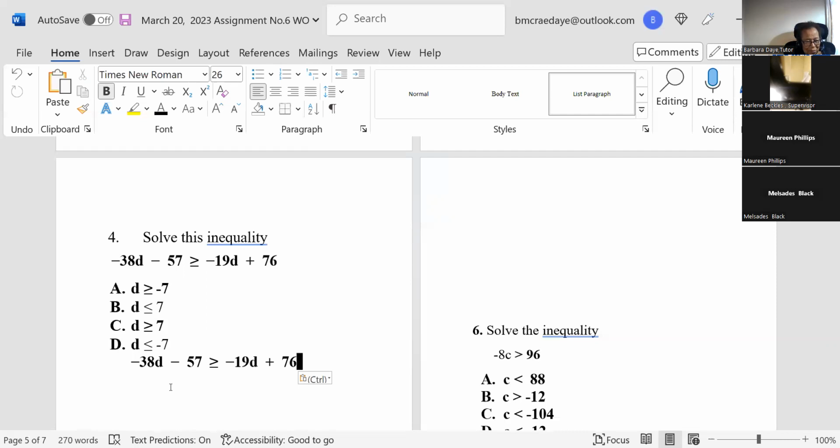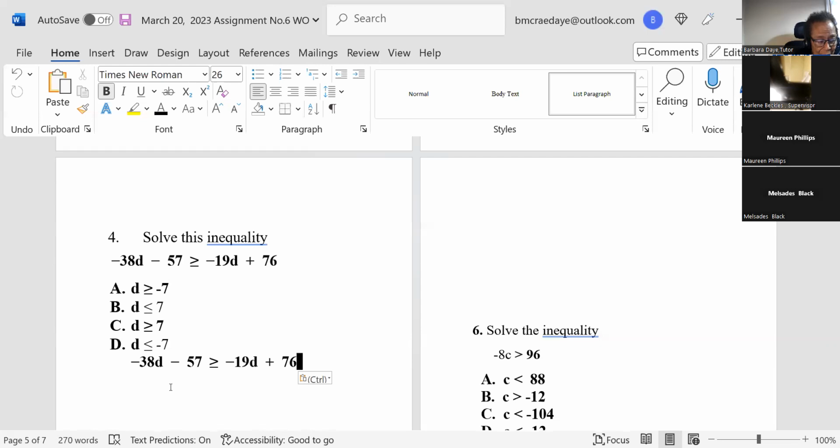This got me confused anyhow. Okay, 38D and 19D. I had to do my 38D and 19D. Okay, well, you can start there. You want to get your 19D on the same side as your minus 38D, right? Yeah. So what do you do for that to happen, Maureen?